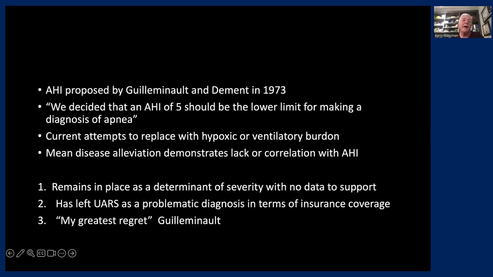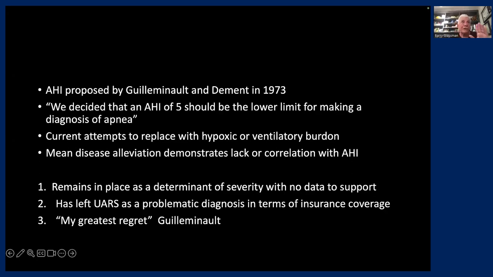And the next example was AHI. AHI was proposed by Gimeno and Demand in '73, and they decided that an AHI of 5 should be the lower limit. There was no evidence. There's not one bit of evidence that suggests an AHI of 5 has anything to do with any comorbidities, any potentially increased comorbidities. Now there's an attempt to replace AHI with hypoxic or even ventilatory burden. That's interesting, but it's not yet ready for prime time. We don't have a really definitive algorithm yet. And we know the mean disease alleviation has no correlation with AHI.